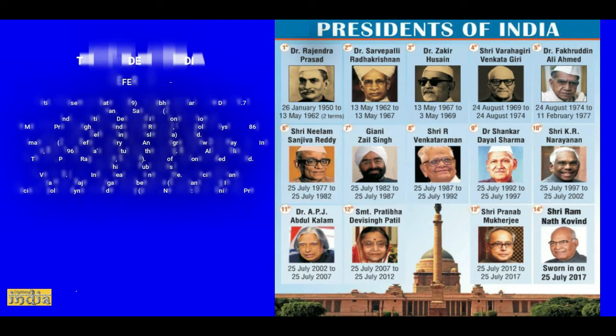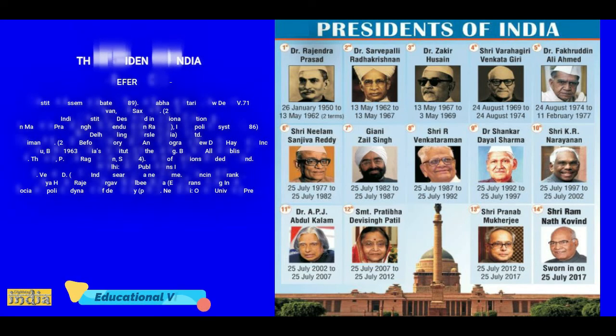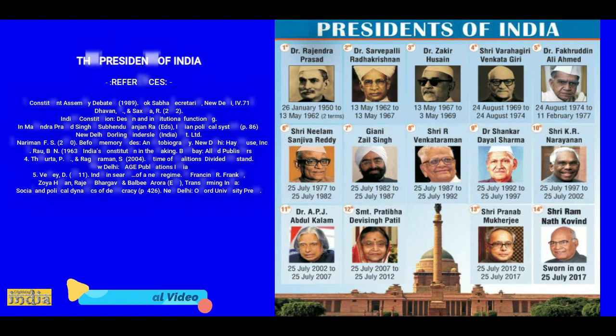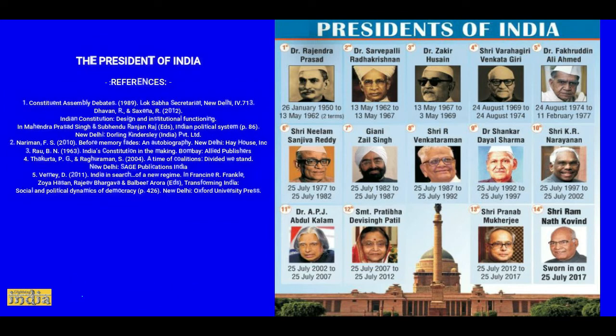Number 7. Diplomatic powers. The President also enjoys diplomatic power. He appoints the diplomatic representatives of India to the foreign states. He also receives the credential letters of the diplomatic representatives of other states. Number 8. Military powers. The President is the Supreme Commander of the Indian Armed Forces. The President can declare war or conclude peace on the advice of the Union Council of Ministers headed by the Prime Minister. All important treaties and contracts are made in the President's name.